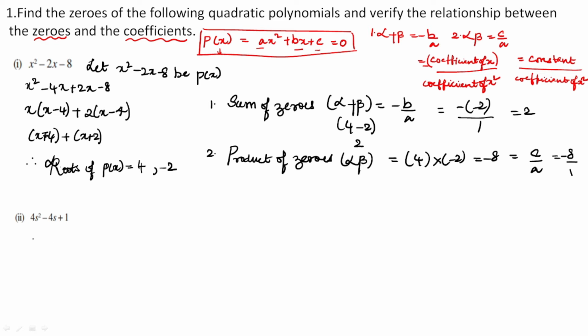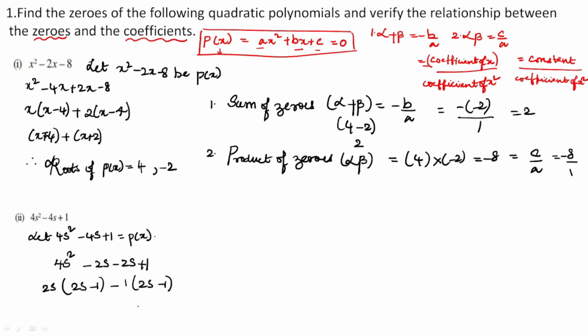Coming to the next question. We will first let the given expression equal p of x, and upon factorization, 2s is a common factor. So when 4s square minus 4s plus 1 is factorized, it becomes 4s square minus 2s minus 2s plus 1, and 2s can be picked up as common. It becomes 2s minus 1. So negative 1 when taken as common, 2s minus 1. Therefore the roots of p of x will be 1 by 2 and 1 by 2.